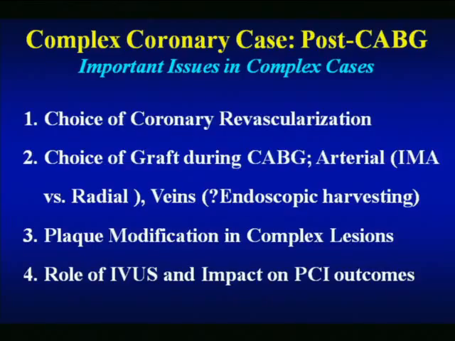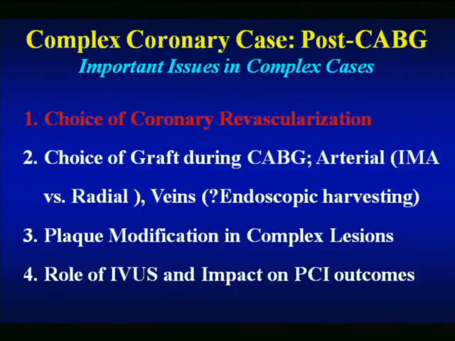Okay. Now, if we can go back to our slide presentations, the complex coronary case, which is post-CABG. What are the important issues in the complex case? One, what is our choice of coronary revascularization nowadays, in patients with CAD, particularly more complex, not a simple distal LAD lesion or single vessel, but more complex cases. Then, choice of graft during CABG, and what are the data on arterial versus vein, and there has been a lot written about endoscopic harvesting. Then plaque modification in complex lesions, and lastly, the role of IVUS and impact on PCI outcomes. And this is basically what we'll talk about.